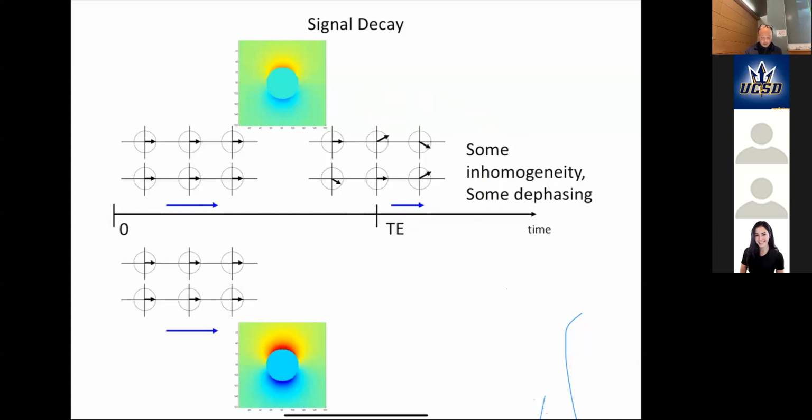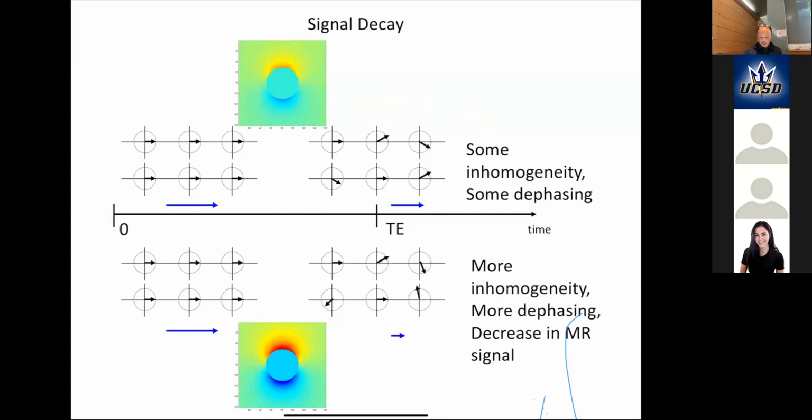Now, if I make the field inhomogeneity even stronger, I'm going to have even more dephasing, and the signal is going to decrease even faster. So it turns out the MR signal, and we're going to see how we use this in functional MRI, is very sensitive to how much inhomogeneity there is. This is one of the ways we use the MR signal to see what's going on in biological systems.